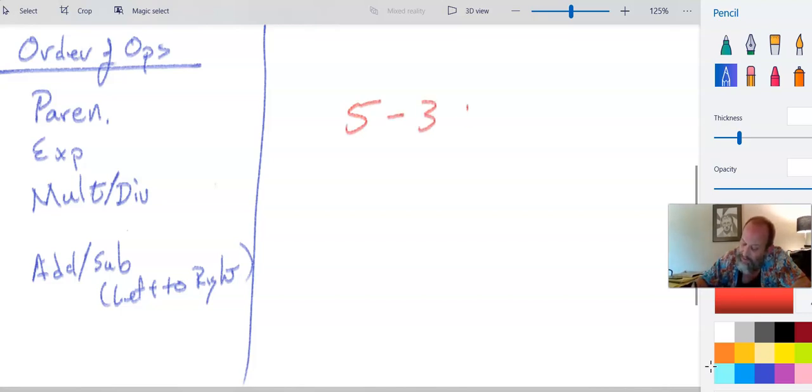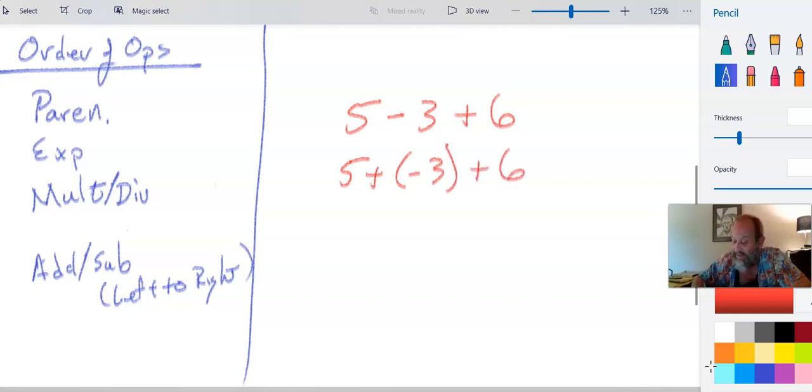5 minus 3 plus 6, there's no reason 3 plus 6 has to come first. In fact, it can't in this case. It can only come first if you rewrite everything in terms of addition. So that means that you can rewrite the subtraction as plus -3 plus 6. Now it's all addition again, right? So that's why addition and subtraction are actually the same thing. You can always rewrite one as the other.